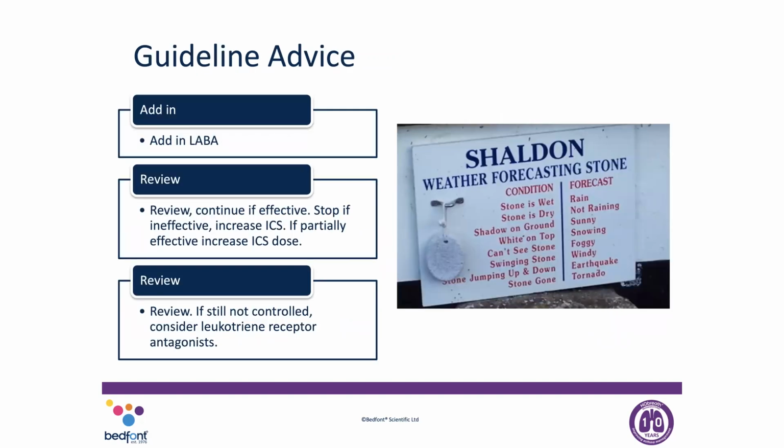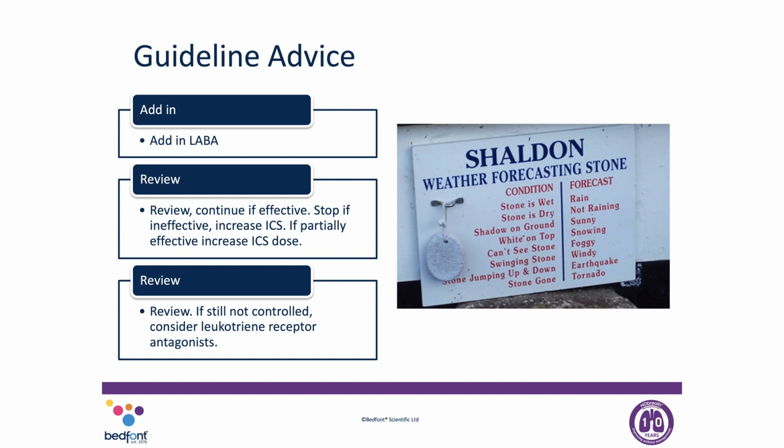So the BTS guidelines tell us to add in a long-acting beta-2 agonist, to review and continue if it's effective, stop if it's ineffective, and if partially effective, increase the dose of inhaled steroid in the combination inhaler. Now, if you have a patient that's needing to take their rescue inhaler most days and you add in a long-acting beta-2 agonist, then you would expect your patient to at least be a bit better. I would be surprised if this patient came in and said they were no better. You then further review, and if you still do not achieve control, then you add in a leukotriene receptor antagonist.